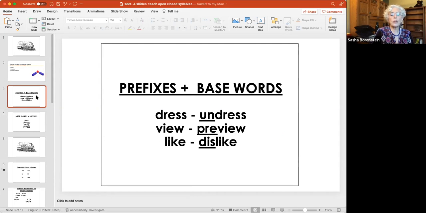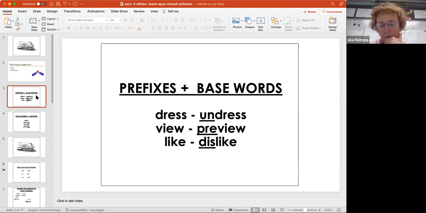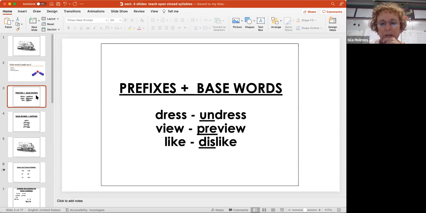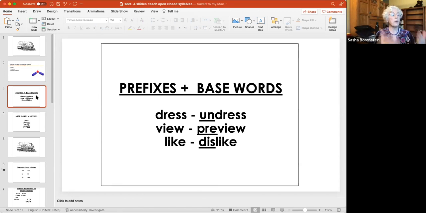Here's some examples of prefixes. So we have the word dress, and that's a base word, and we're going to add a prefix to it, un. If I add the prefix un, do you have any idea about the meaning of that syllable prefix? Un means not. I agree with you. And then we have the word view, which is a base syllable, and I can stick a syllable in the front of it, a prefix, preview. Do you know what the word preview means? Ahead of time, to look at something ahead of time. So pre means before viewing.